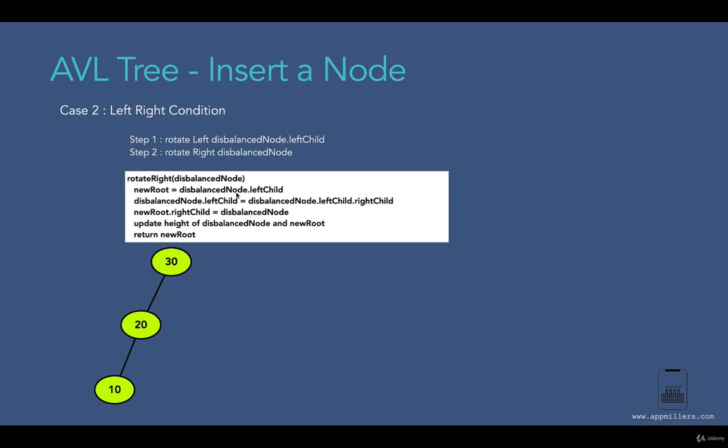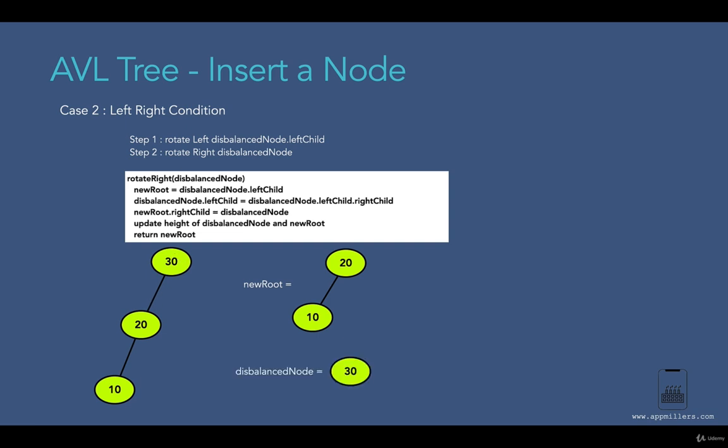So in this case, if I do the right rotation, the algorithm is like this. First we are creating one more time a new root node and we are setting the left child of this disbalanced node to the root node. So in this case, it means that the root node will be 20. And here 20 has a left child of 10. So we are not touching the child of 20 over here. So that's why our new root node will be like this. Then we are going to set the disbalanced node's left child to the new root's right child. So here you can see that 20 does not have a right child.